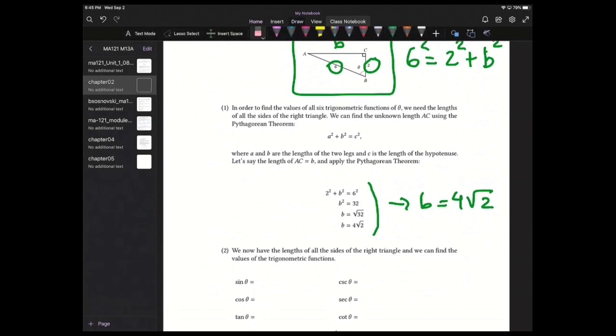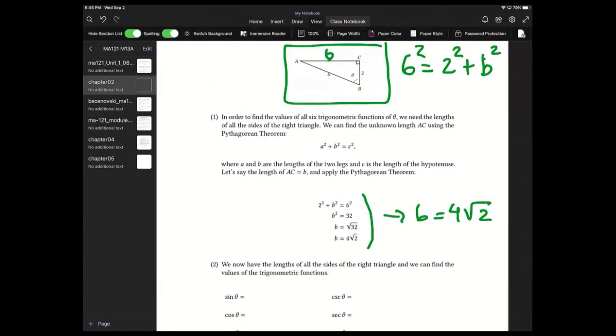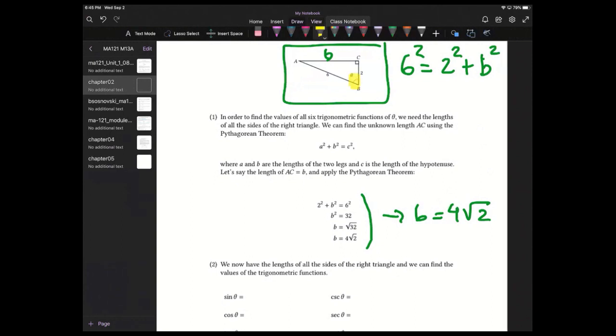Now, sine of theta, let me clean up this mess a little bit. So again, this is b. Theta is this angle right here. For sine, I need the opposite of the angle theta divided by the hypotenuse. Now, the opposite is exactly the value b that was found in the textbook, and that is 4 square root of 2. And we're going to divide this by the hypotenuse. The hypotenuse is 6.